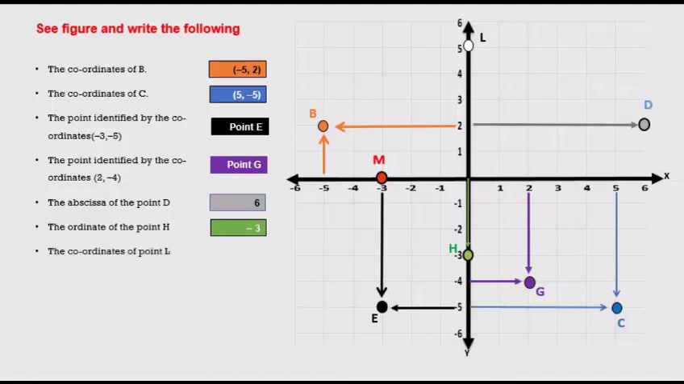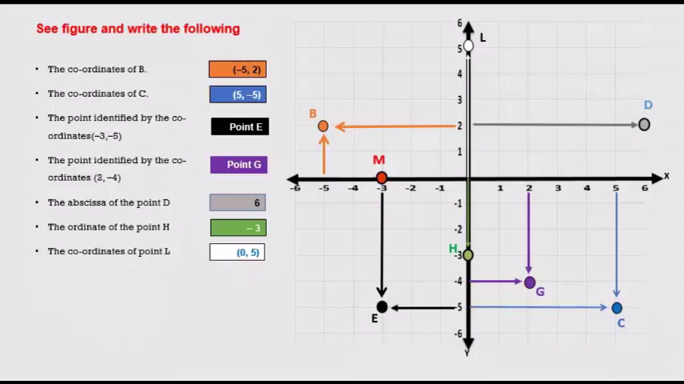Here you are asked to find the coordinates of L. L lies on y-axis. If a point lies on y-axis, its abscissa is 0. To find the ordinate, we have to check the distance of L from x-axis, which is +5 units. So the coordinates of L can be written as (0, 5).